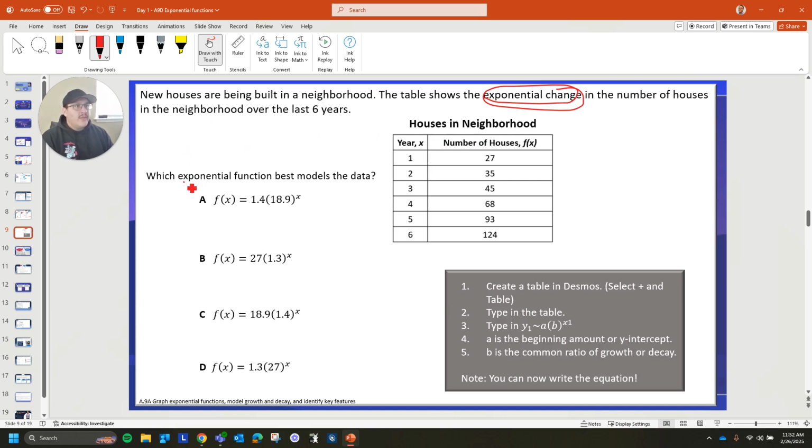So which exponential function best models the data? Then look at our answers. We have exponential functions that are being displayed. We want to know from this table which one best represents our table. So there's two ways to go about this, but I'm going to teach y'all the first main way because it's very important, which is how to create exponential functions using Desmos.